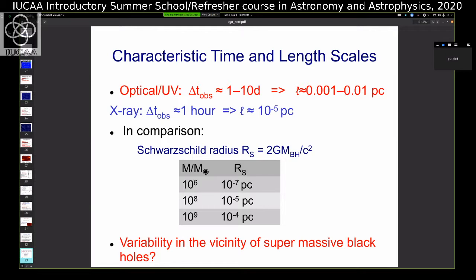So if you compare this size scale with the Schwarzschild radius, which is given by 2GM divided by c squared, you see here that for a 10 to the power 6 solar mass black hole, the Schwarzschild radius is 10 to the power minus 7 parsec, while for a 10 to the power 8 solar mass black hole, it is 10 to the power minus 5 parsec. This compares well with the size inferred from the X-ray variability time scale. So maybe this gives rise to the possibility that we are observing X-ray radiation from the vicinity of a supermassive black hole.